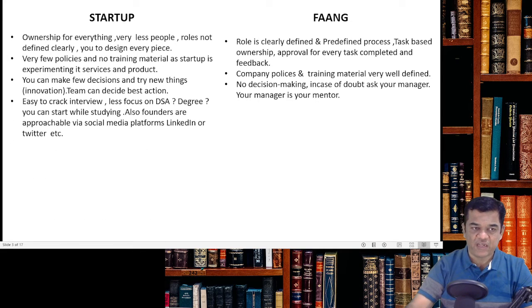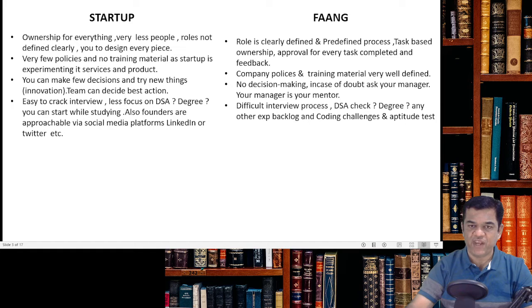In case of startup, it is easy to crack interviews, with less focus on DSA. DSA here is data structures and algorithms. Even startups will not see your degree. You can work in a startup while studying. Also, founders are easily approachable on social media platforms like LinkedIn or Twitter.